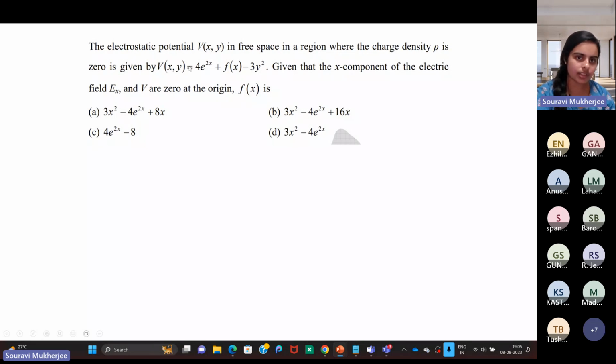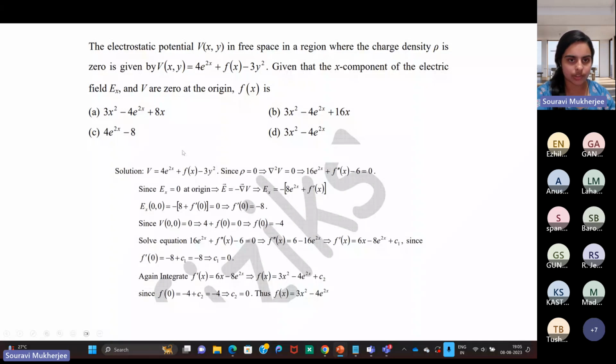Another condition is that V is 0 at the origin. So you can put x and y as 0, and then that value would correspond to 0. Now if you look at all those equations and try to solve them, you can solve for this unknown function. So what we just saw is this is your potential.